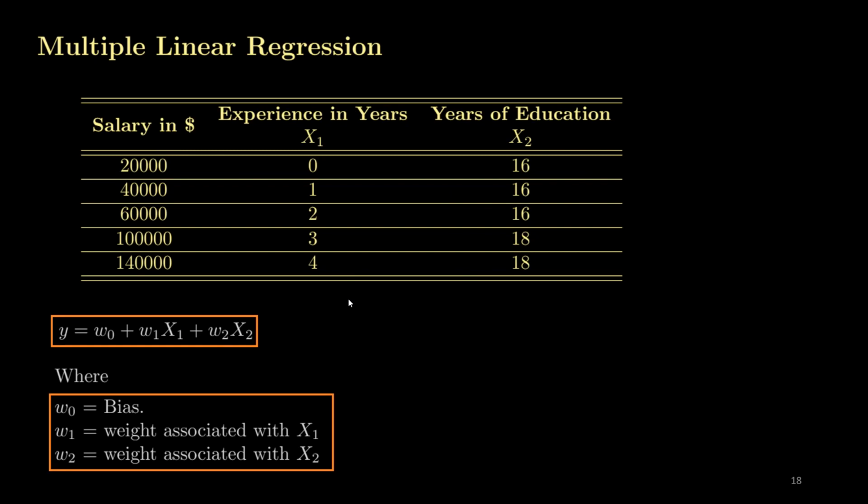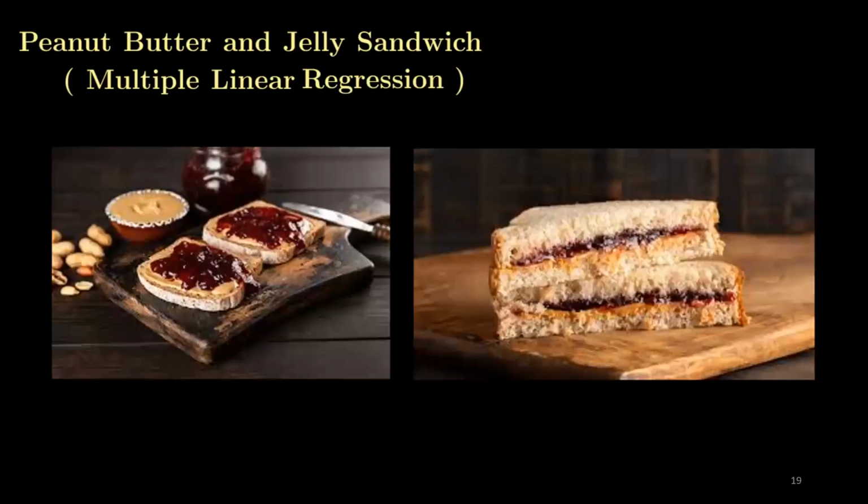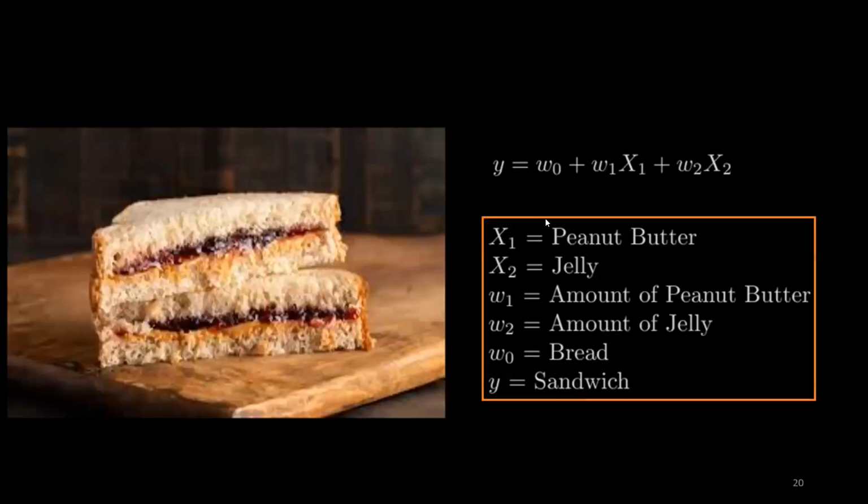Let's understand more about multiple linear regression with an example. So this is an example of a peanut butter and jelly sandwich. Now, how is it an example of multiple linear regression? Basically, it has two features, that is peanut butter and jelly. So these two features constitute the multiple linear regression problem. Suppose you have a restaurant and you are selling a peanut butter and jelly sandwich. In that case, you have two features. Your first feature is peanut butter and your second feature is jelly. And W1 and W2 are the weights associated with those features.